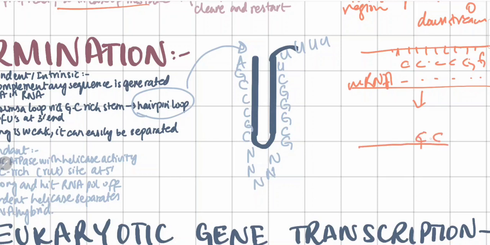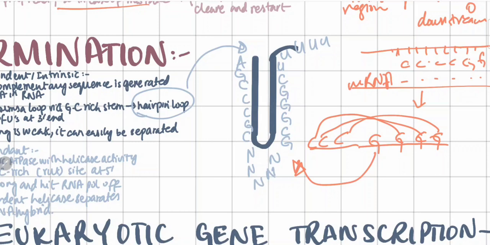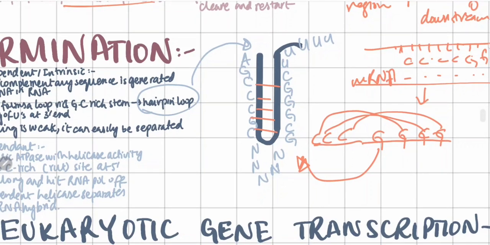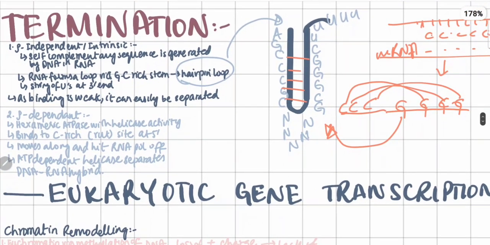Now here is G, G, G, and then we have C, C, C. So what happens is that this is complementary to this, and this is complementary to this. So it will loop, form a loop. See, this is complementary, like this. This is complementary, right? And that's why they may form base pairs. And that's how a hairpin loop is formed. When this hairpin loop is formed, the binding is weak, and it can be easily separated from the DNA. That's rho independent.